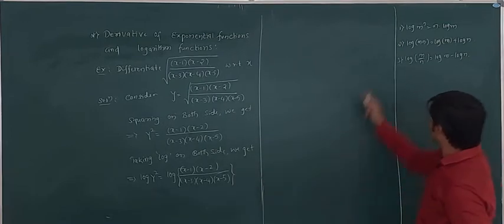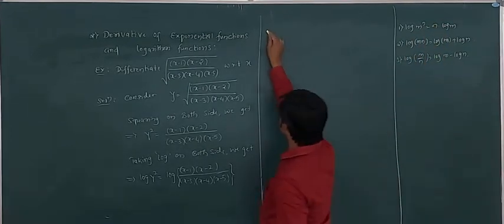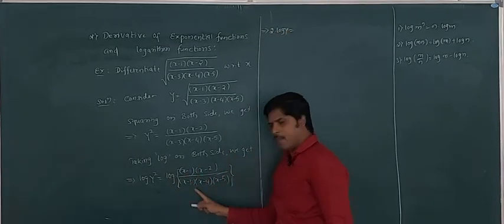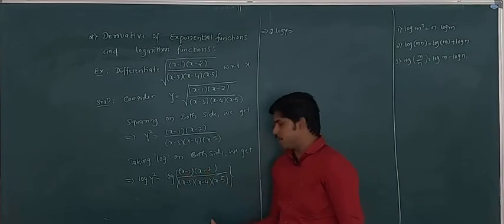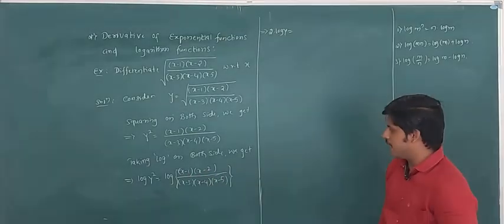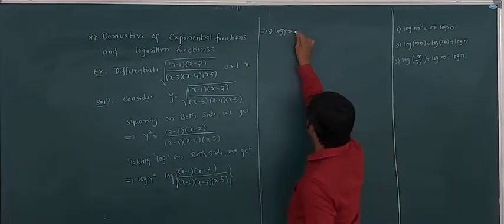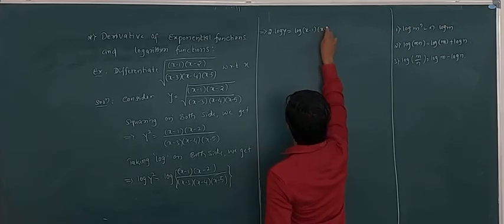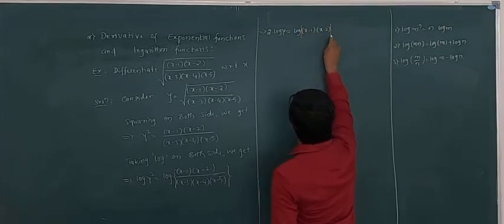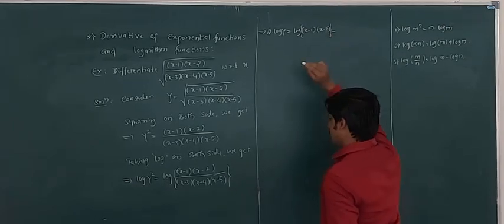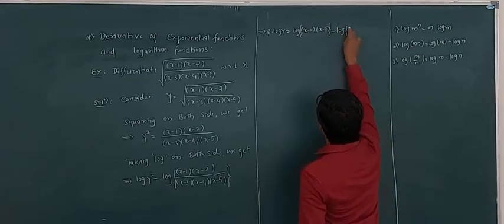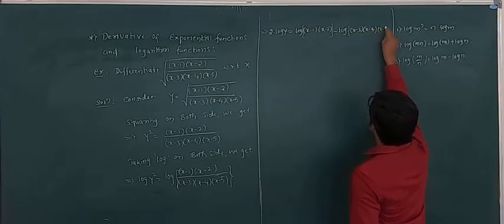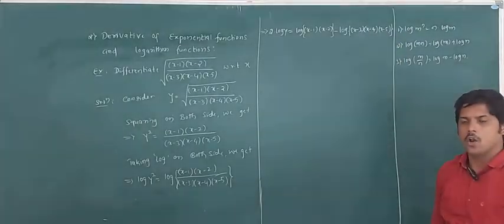Log y square is nothing but log m to the power n. So this becomes 2 log y is equal to log m by n. In place of m we have the numerator and in place of n we have the denominator parts, that is (x minus 3)(x minus 4)(x minus 5). So this becomes log of (x minus 1) into (x minus 2), minus, log m minus log n, that is log of (x minus 3)(x minus 4)(x minus 5).